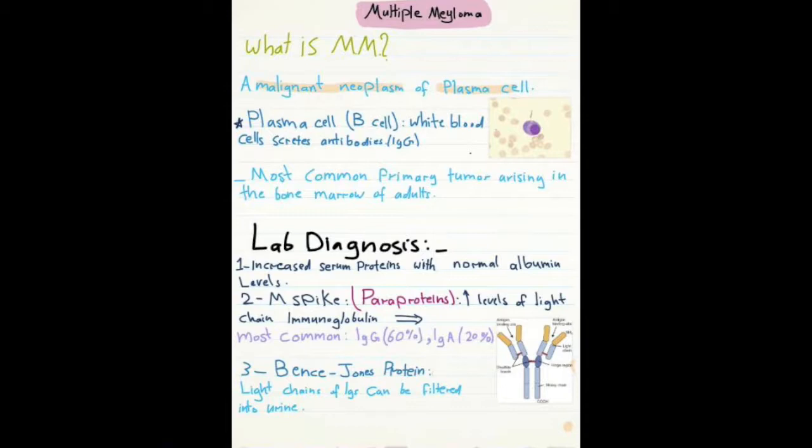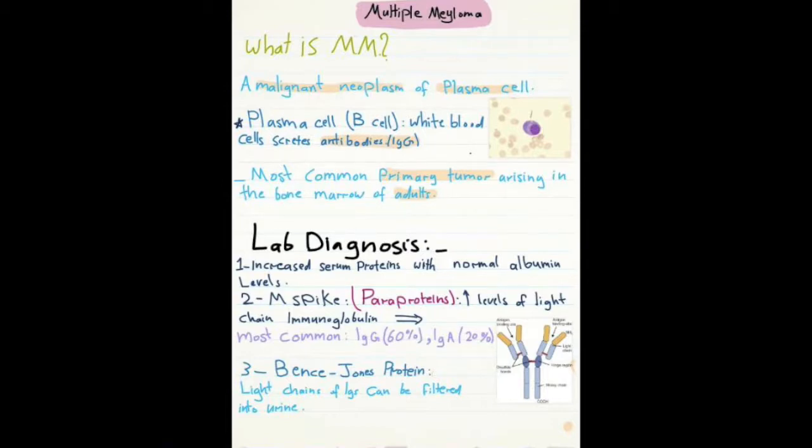What is a plasma cell in the first place? Plasma cells are the cells which are responsible for the secretion of antibodies or the immunoglobulins. This is the normal function of the plasma cell. It is the most common primary tumor arising from the bone marrow of adults. So we'll see it in the adult population.